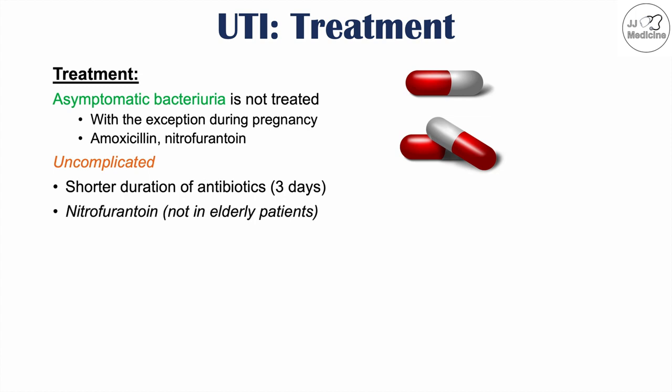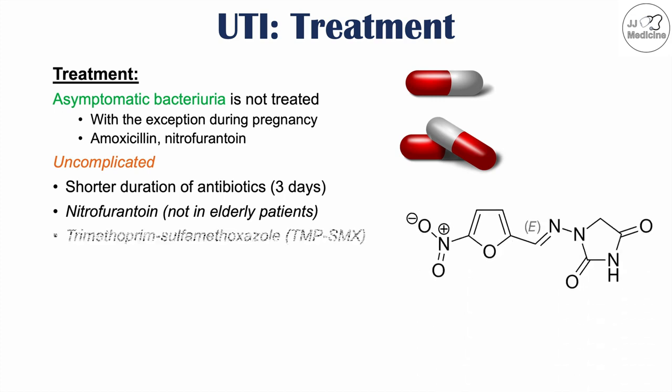One of the options of antibiotic that can be used for an uncomplicated UTI is nitrofurantoin. So nitrofurantoin is one choice of antibiotic that can be used, but it should not be used in elderly patients due to issues with renal clearance. Another antibiotic that can be used in uncomplicated UTIs is trimethoprim sulfamethoxazole or Septra. Another one is fosfomycin. So those are some options of antibiotics for an uncomplicated UTI.